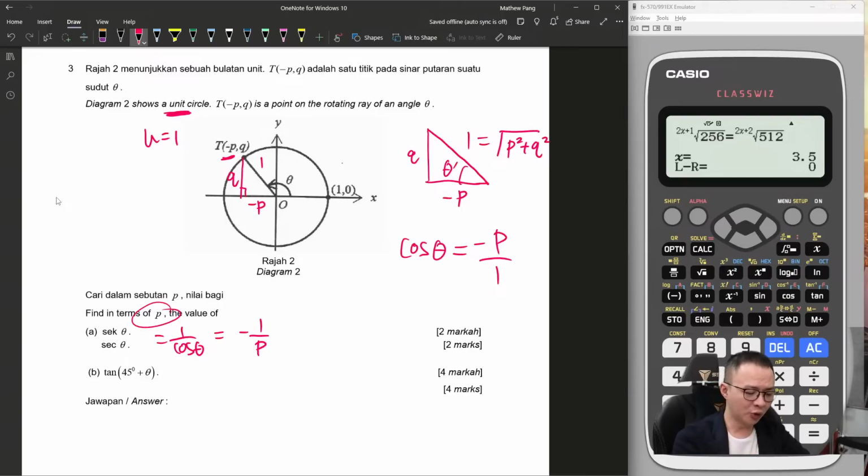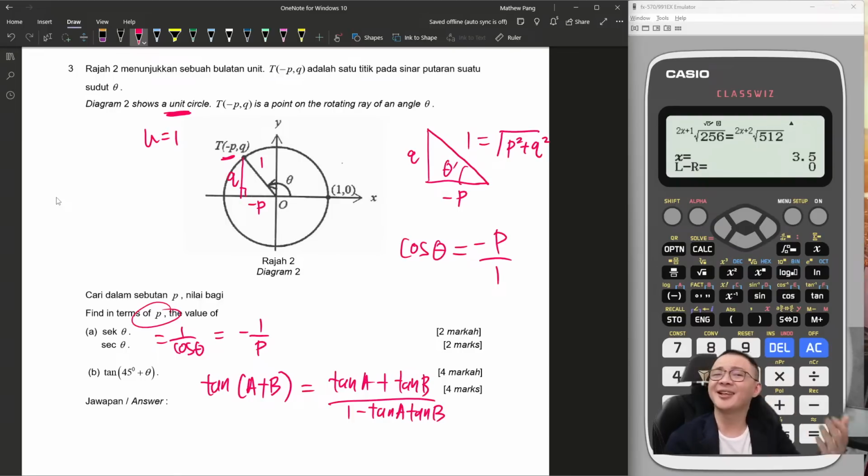Then we go to tangent (A plus B). The formula given is tangent (A plus B) equals tangent A plus tangent B over 1 minus tangent A tangent B. Okay, so this is the addition formula. It is in your formula list. If you can't memorize this formula, it doesn't matter. It's on the first 2 pages.